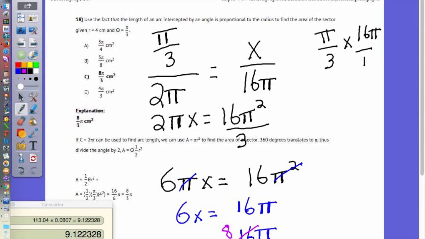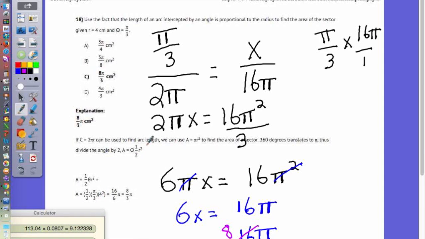The fact that they say this part about use the fact that the length of an arc intercepted by an angle is proportional doesn't help you. Now, there are other ways to do it. There are formulas and things that they do. This is not the way I teach it. If you want to read through this and find another way to do it, great. But this is how I teach it.